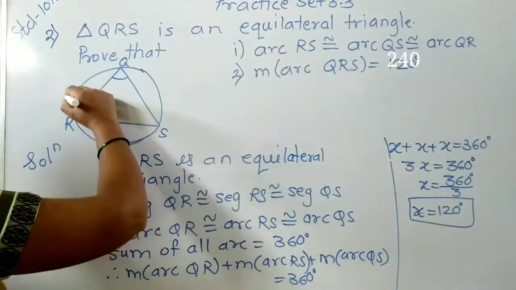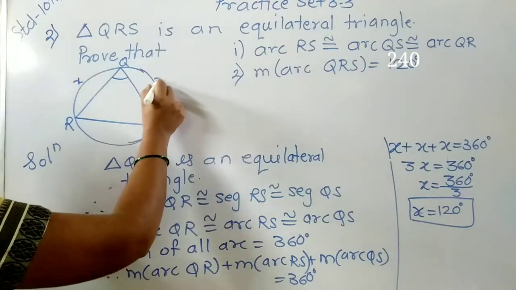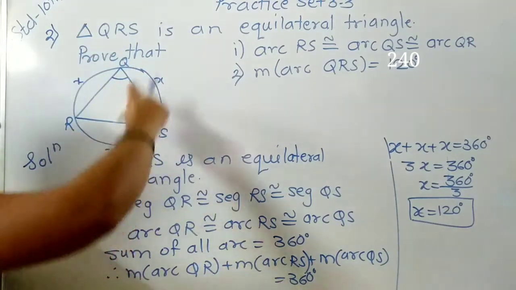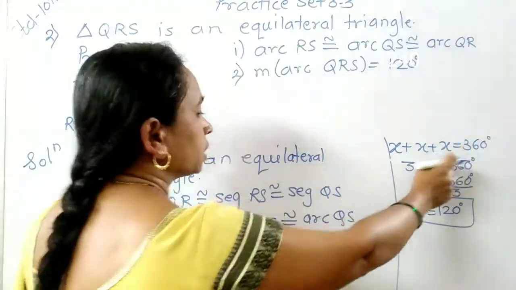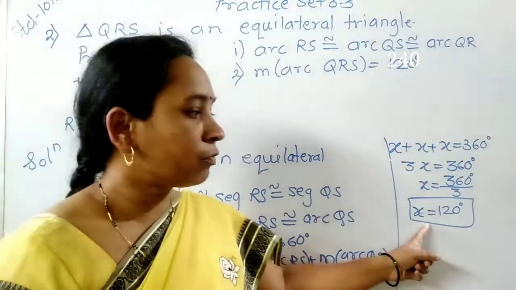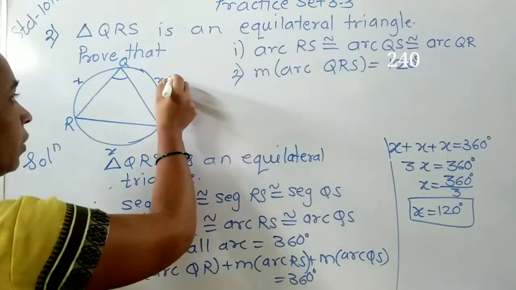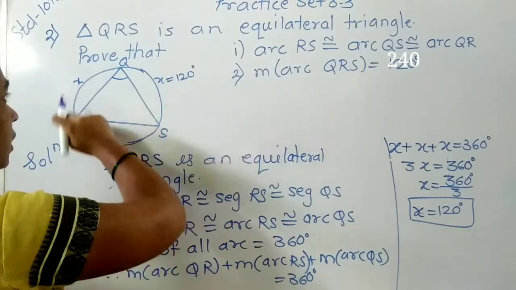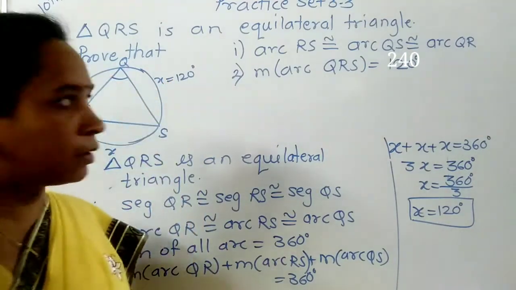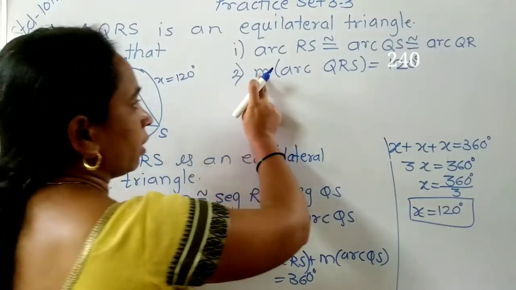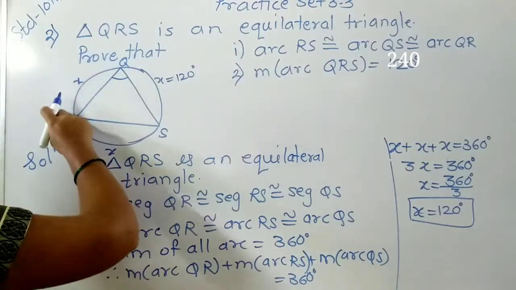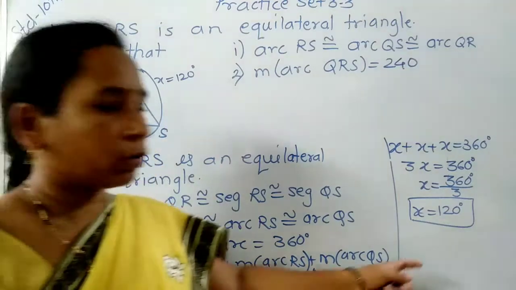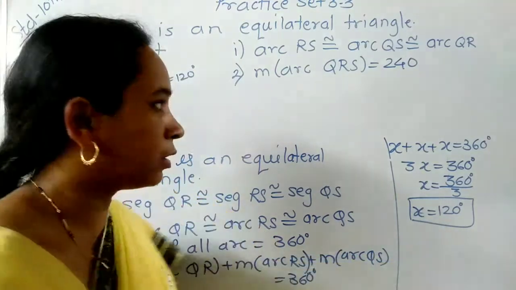So each arc, this arc I have considered x, this is x, and we know the property: sum of all arcs is equal to 360 degree. With the help of this, I have found the value of x is 120 degree, means each arc is of measure 120 degree. So here they told you to find out measure of arc QRS. So measure of arc QRS. Measure of each arc is 120 degree.